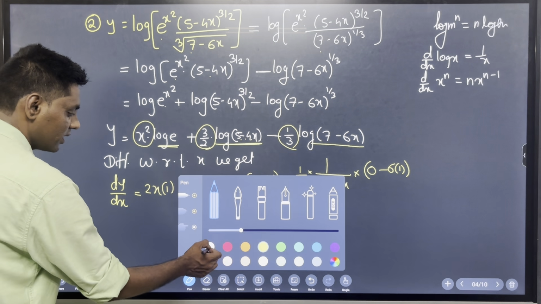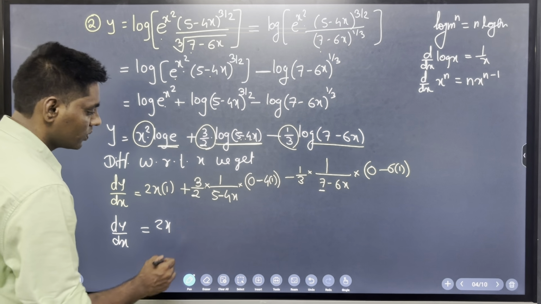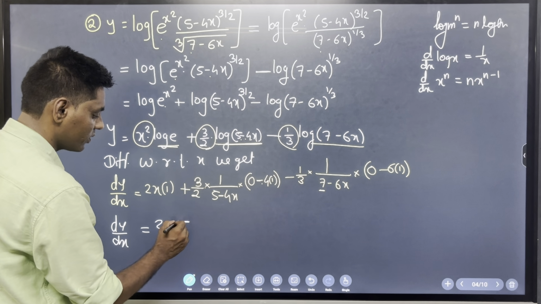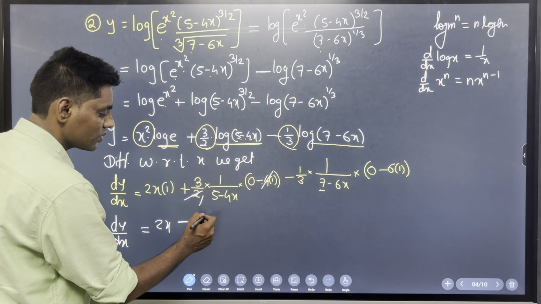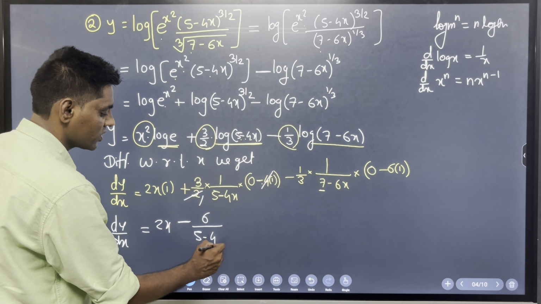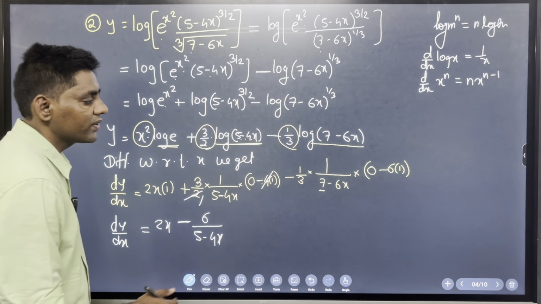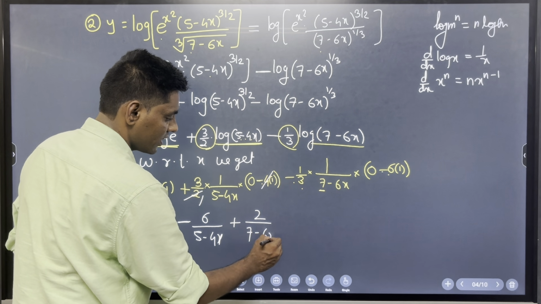So we write down the final answer. We get dy by dx equal to 2x. Now the minus sign is present, so we write minus. 2 ones are 2, and the 4 gets cancelled, so that is minus 2, and minus 2 and 3 becomes minus 6 divided by 5 minus 4x. The calculations are very easy. Next, the minus sign and minus sign become plus 6 divided by 3, that is 2, and then 7 minus 6x as it is, 3 ones are 3 and 3 twos are 6. So this is the final answer of our question.